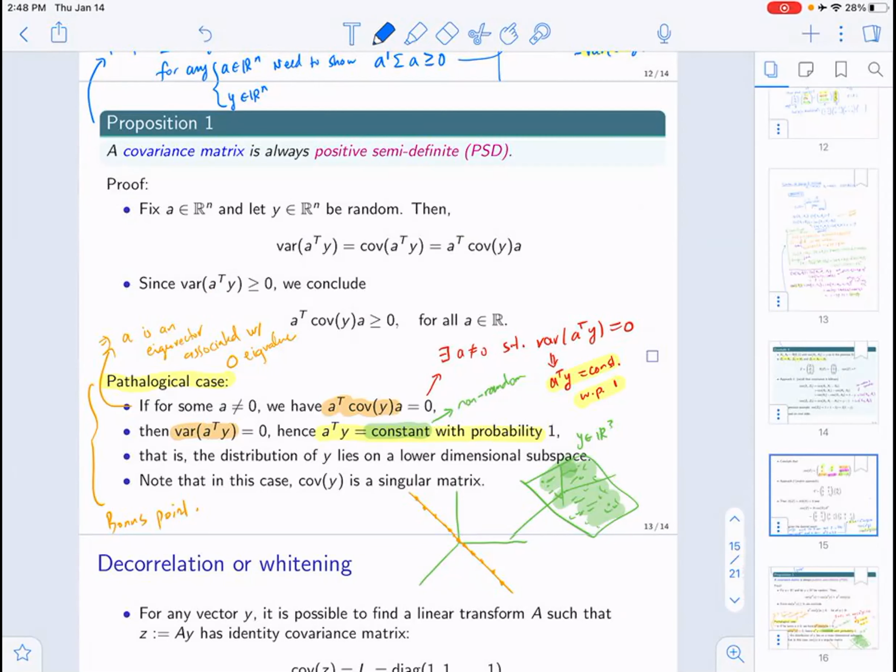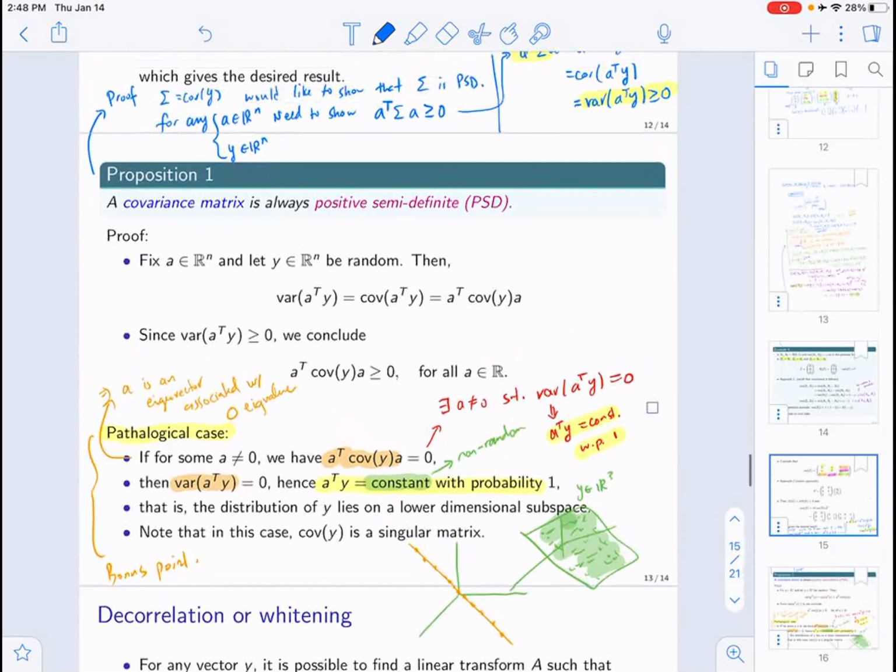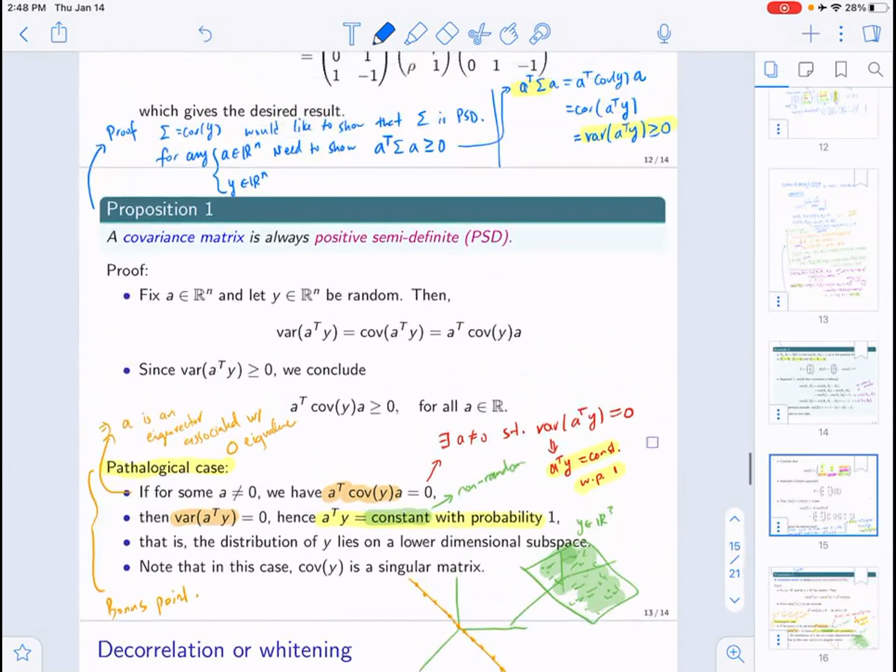Isn't the case where if all the eigenvalues are greater or equal to 0? Yes, that's an equivalent definition. What was the original definition, if you recall?